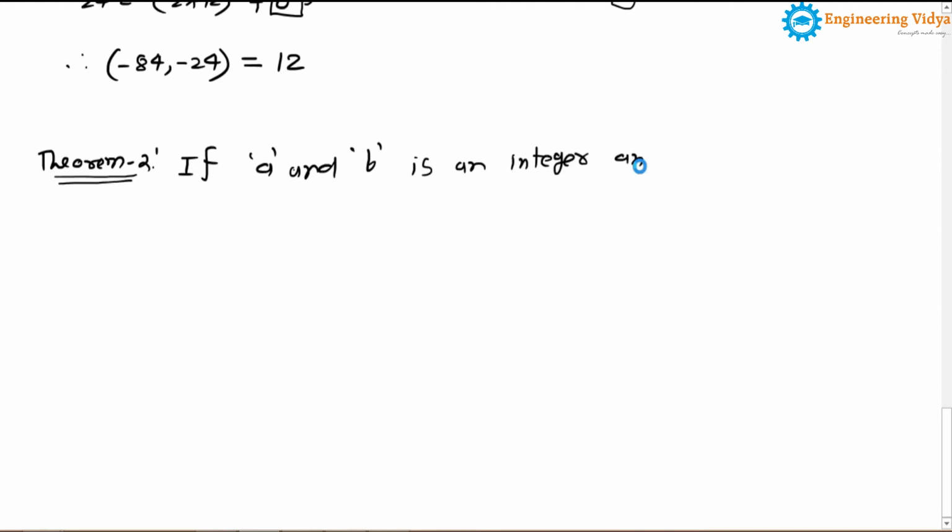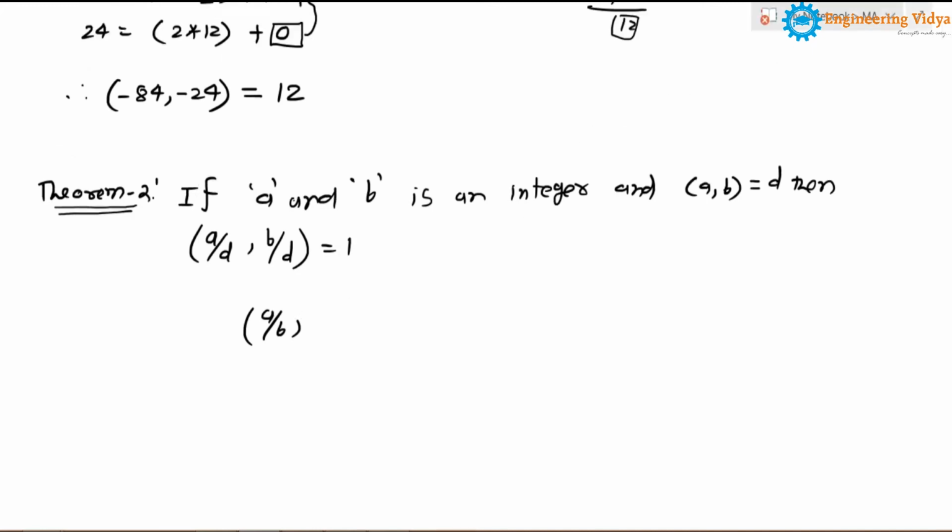and GCD of A comma B, always remember that this bracket is the symbol of GCD, GCD of A comma B is D, then we can say A by D and B by D, where D is nothing but GCD of A comma B, is always equal to 1. Or in simple terms here we can write A by D, sorry, not B, D will come.